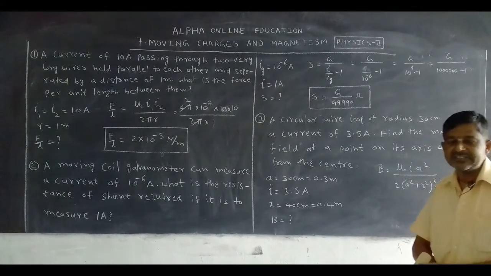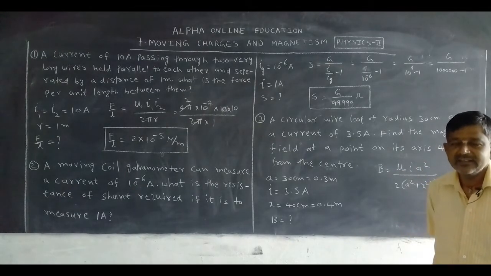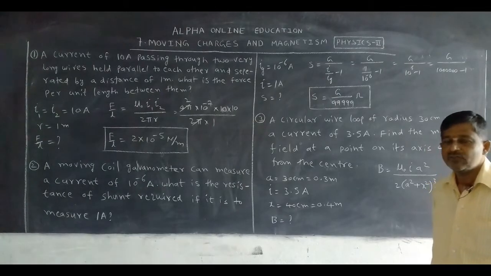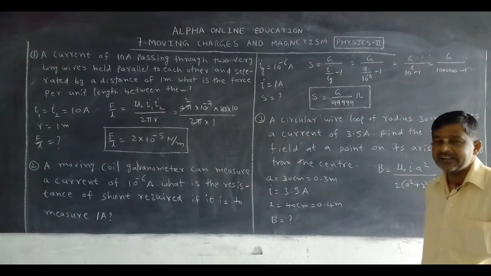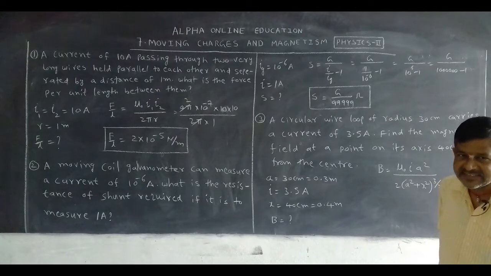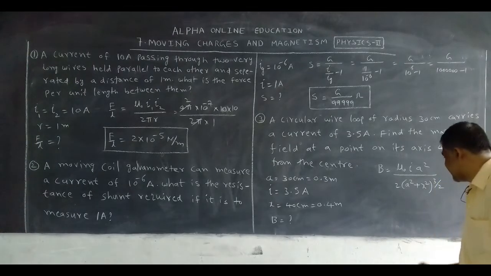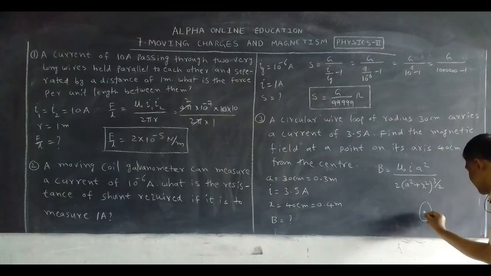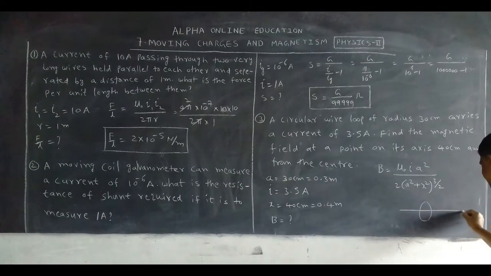Now to solve this, we want to take the equation for the magnetic induction along the axial line of a current carrying coil. Which principle do you want to use? The magnetic induction along the axial line of a current carrying coil. This is the current carrying coil. This is the axial line.